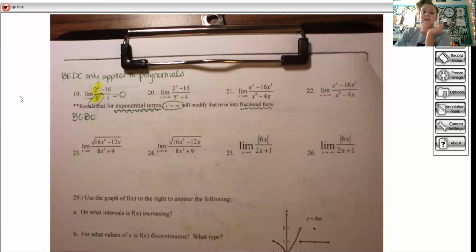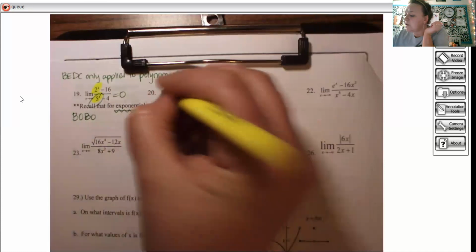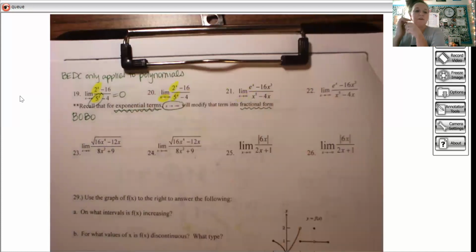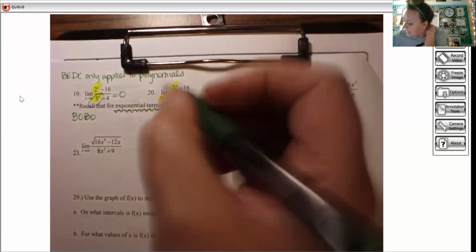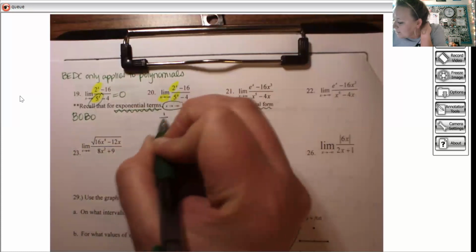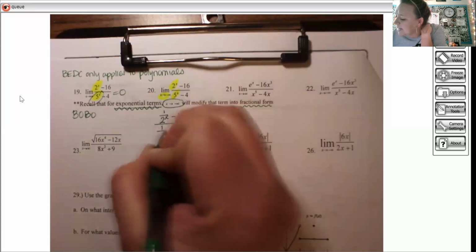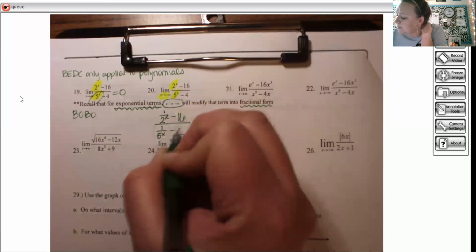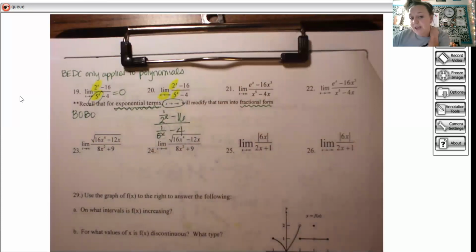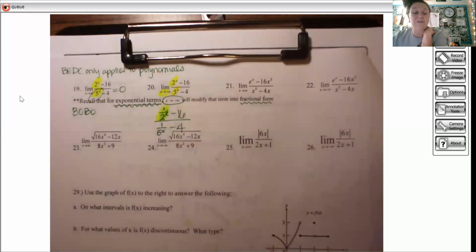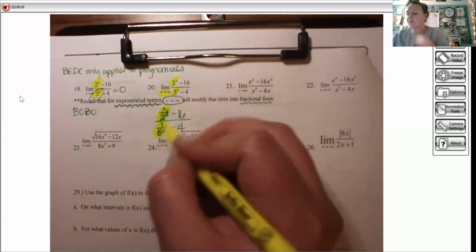Number 20, x is going to negative infinity, and I notice that I have multiple exponential terms. So if x is going to minus infinity, that's going to take my 2 to the x and make it a 1 over 2 to the x. And my 5 to the x is going to be a 1 over 5 to the x minus 4. And then from there, doing Bobo-Botten-Bedsey, well, now all of a sudden these exponentials that used to be really big, now 1 over 2 to the x is really small. Not only is it small, but it's basically a Bobo and goes to 0.